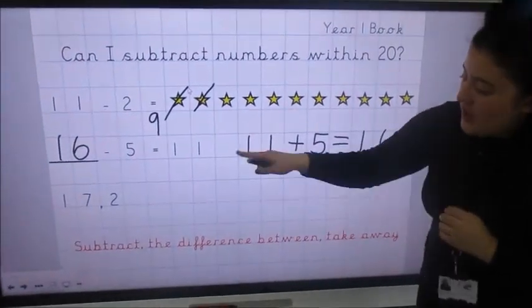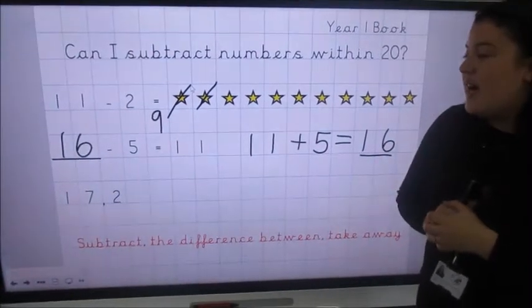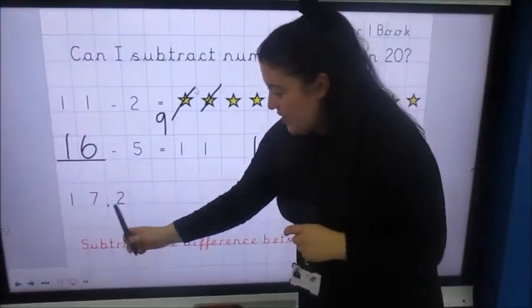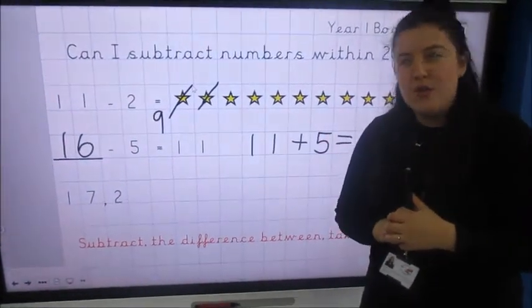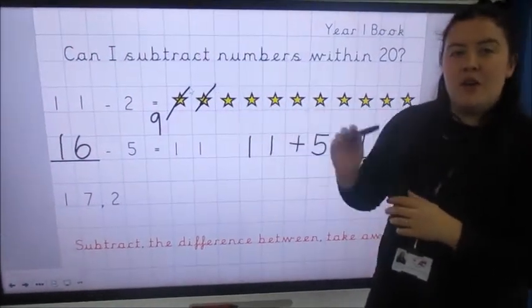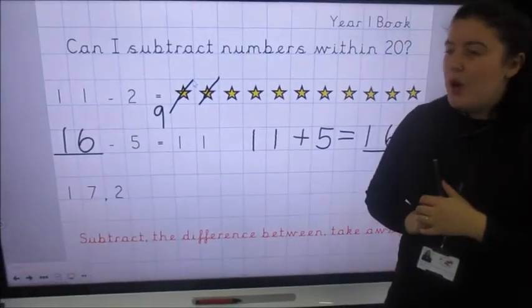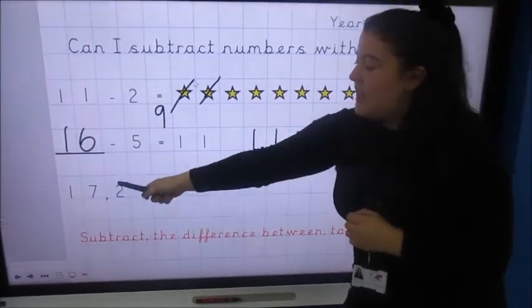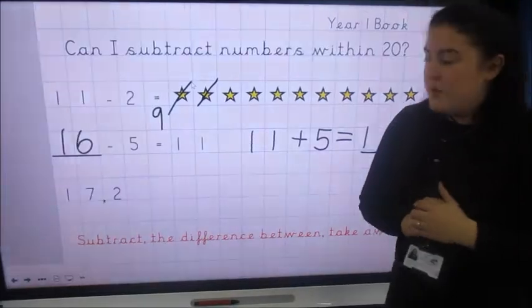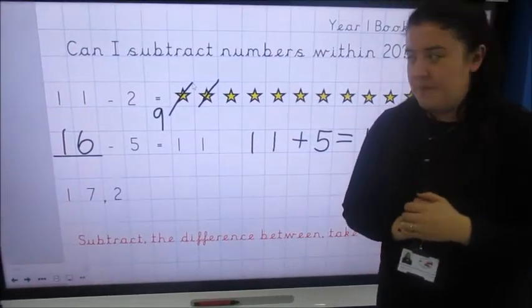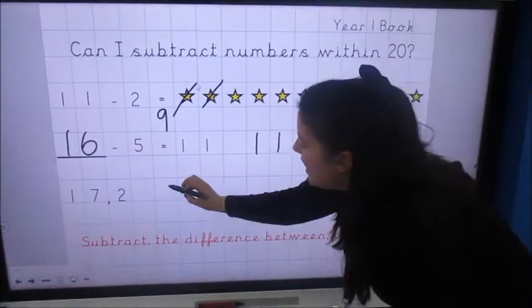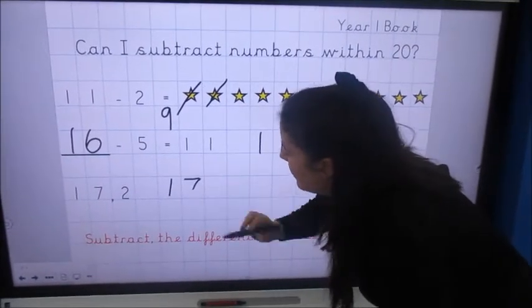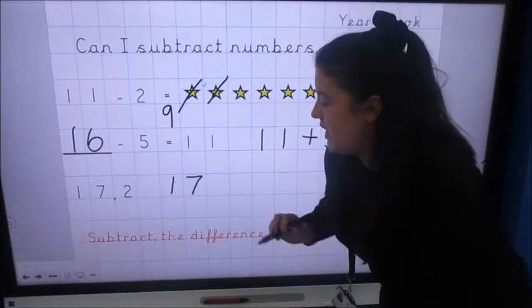Now, underneath, going on to my third question of the day, I've got number 17 and I've got number 2. What do you think we're going to do with those numbers? What are we learning today? We're learning to subtract. So what we're going to do is we're going to put these numbers into a number sum to find a subtraction answer. What number do I start with? The biggest. So I know I need 17 at the beginning. So I've used number 17.